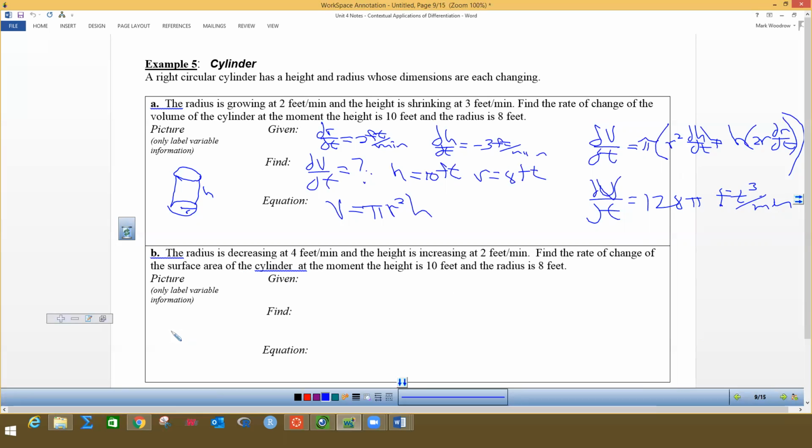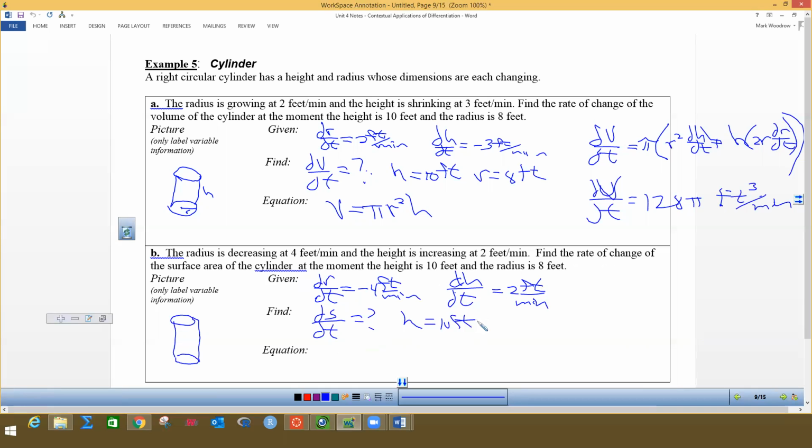Last problem, we still have a cylinder here. This is still a cylinder, and the radius is decreasing, so dr dt is -4 feet per second, or minute, not second. The height is increasing, so dH dt is 2 feet per minute. Find the rate of change of surface area. So we are looking for dS dt, I'm going to call that surface area, when h is 10 feet and r is 8 feet.